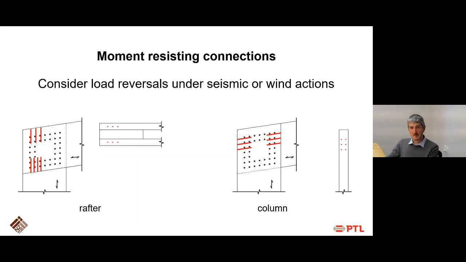Remember that typically we have load reversals under seismic and wind actions. So in this case, you need to reinforce both outer corners, as shown in this typical case, where we have a double rafter and a single column. So in this case, you have to put your reinforcing both at the top and at the bottom of your rafter to make sure that both corners cannot split open. And similarly, you have to do the same at the column.